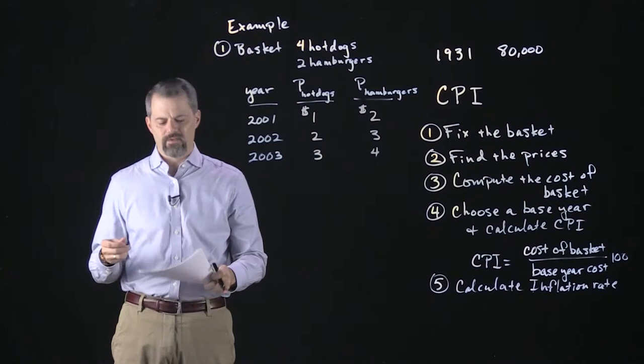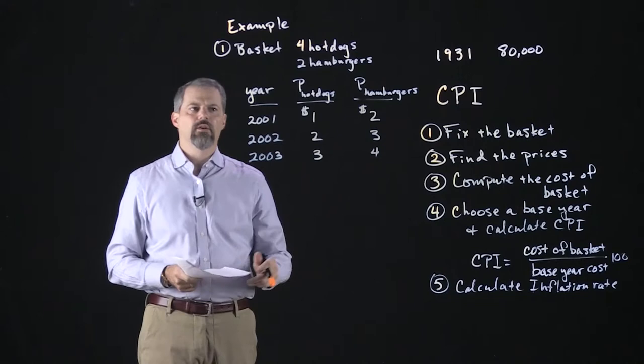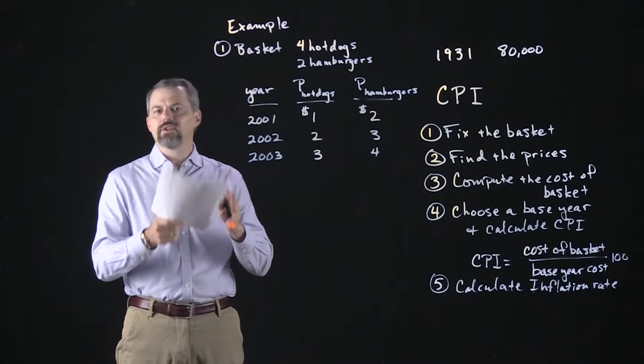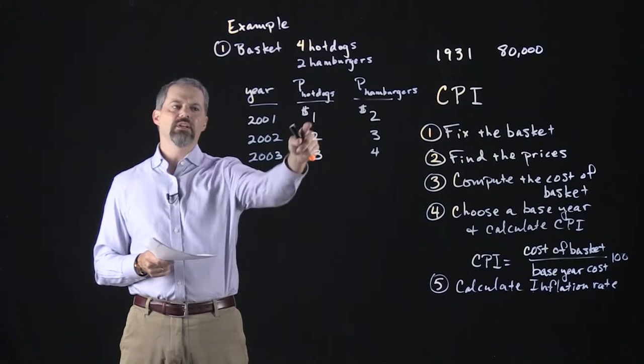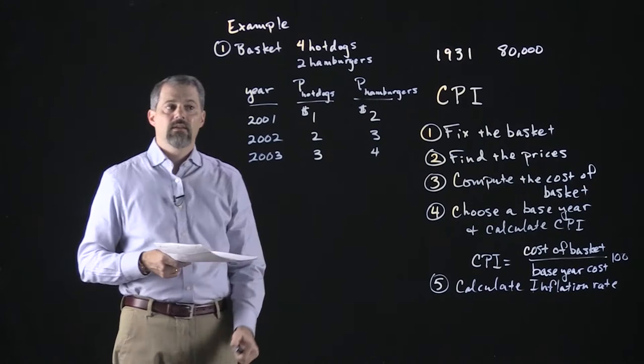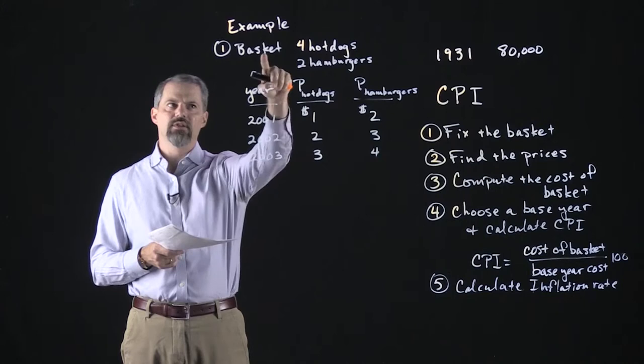Now, remember in that previous video, we also had some quantities. We had the quantity of hot dogs produced each year and the quantity of hamburgers produced each year. And we used that to calculate nominal GDP and real GDP and the GDP deflator. For what we're doing with the CPI, we don't need the quantities. So if on a test you were to be given all of this information, the years and the prices and also the quantities, then that would be more than enough information that you would need to calculate the CPI. You need the basket, but you don't need those quantities, so you would want to just ignore those.